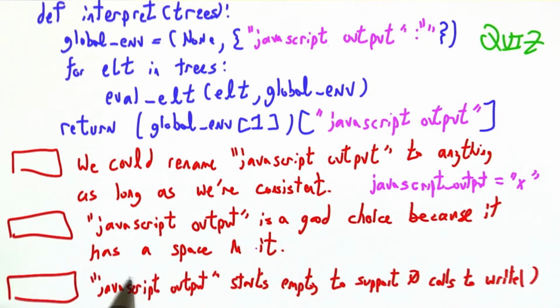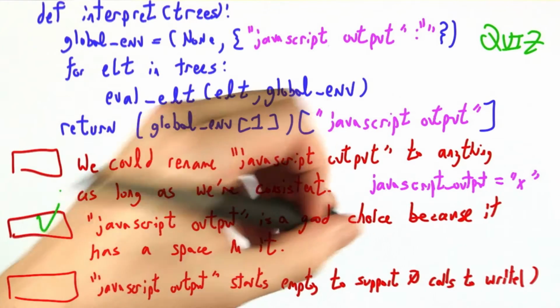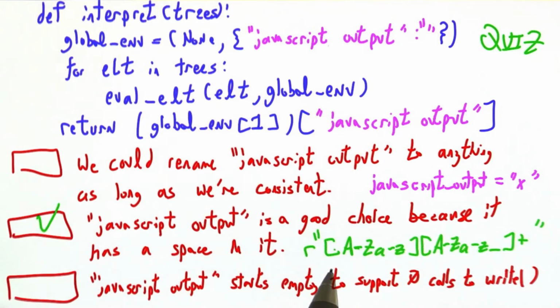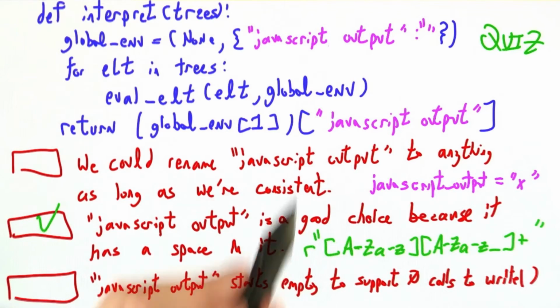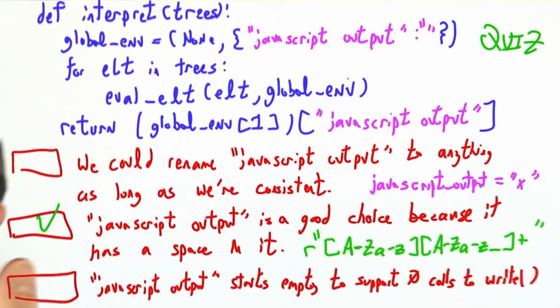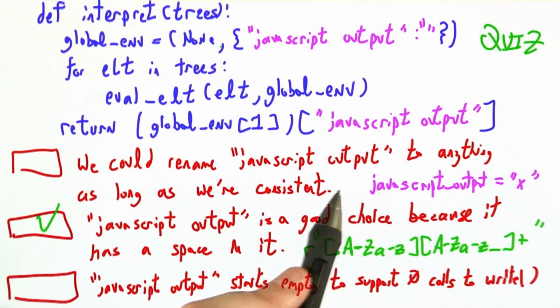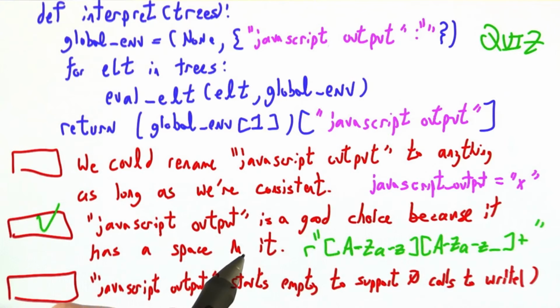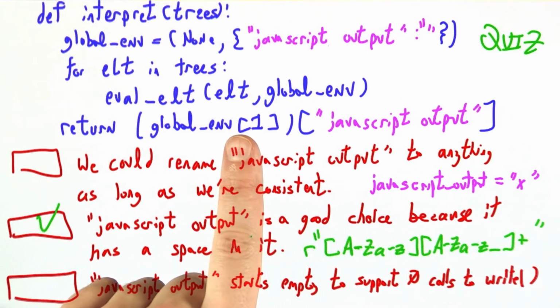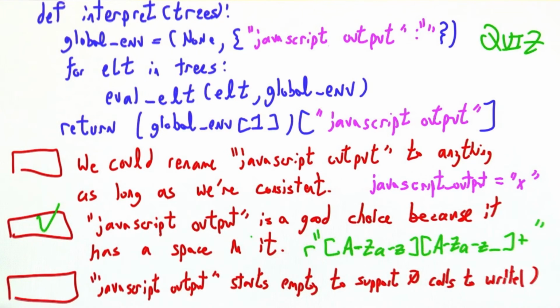JavaScript output is a good choice because it has a space in it. Yes. If you think back to our lexing rule for identifiers, it looks something like this. Every JavaScript identifier contains upper or lowercase letters and possibly an underscore, but can't contain a space. So this means there's no way for the user to have a variable name that has a space in it, so no way for them to collide with the rest of the environment. We could also have made a different design decision and had some global variable that stored the JavaScript output, but this approach, first, piggybacks on something you've already done, and second, illuminates cool issues like this.